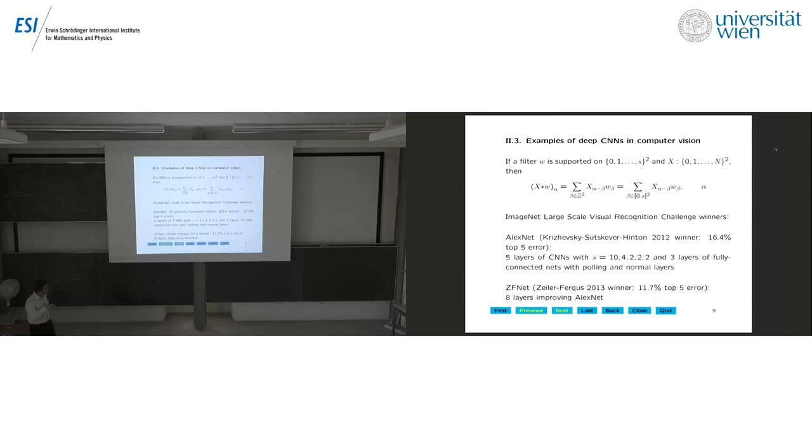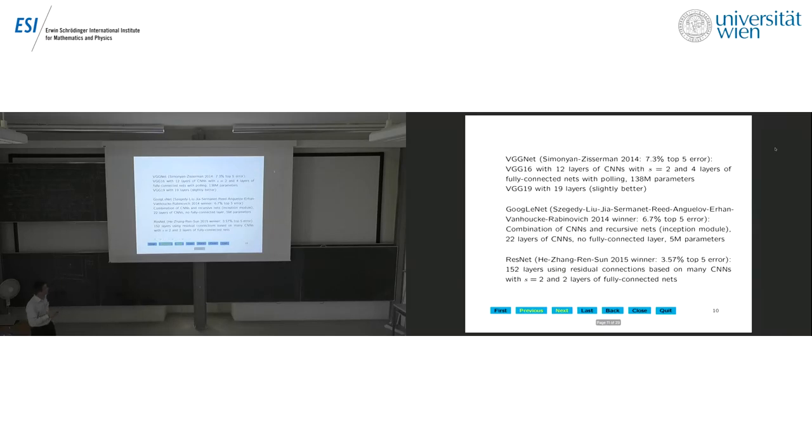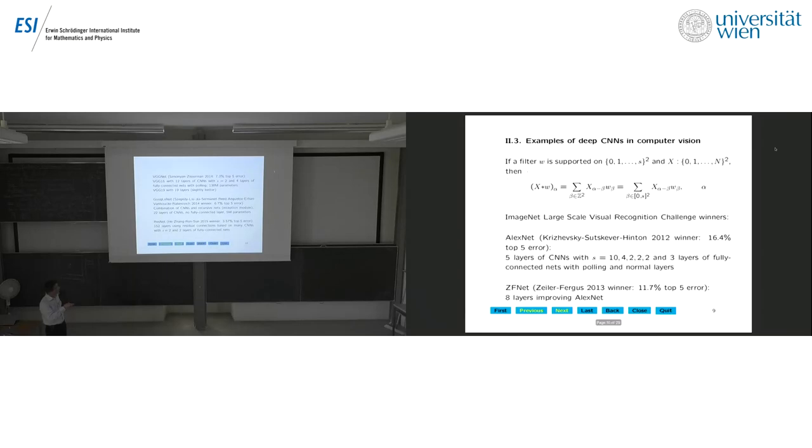And then in 2013, there were 8 layers, similar to that structure, but the layers are a little bit larger. Then in the next year's competition, we have VGG and GoogleNet. VGG nets have even more layers, 12 layers of CNNs and 4 layers of fully connected neural networks. For these fully connected nets, for example, in the classical AlexNet, the last 3 layers have a number of neurons like 4,096, 4,096, and the last layer has 1,000 neurons.